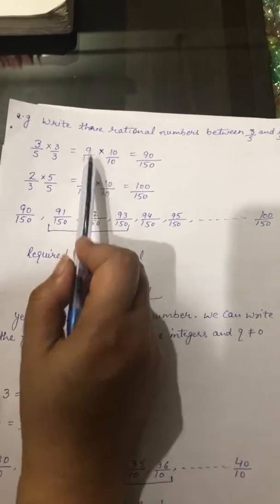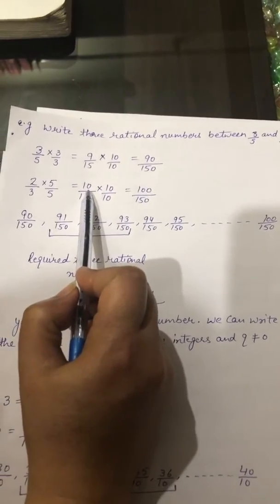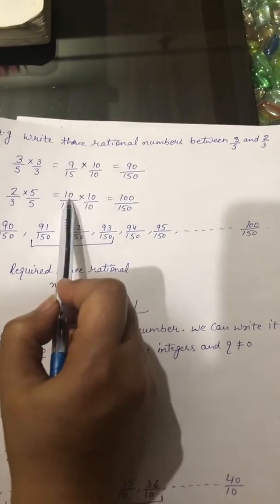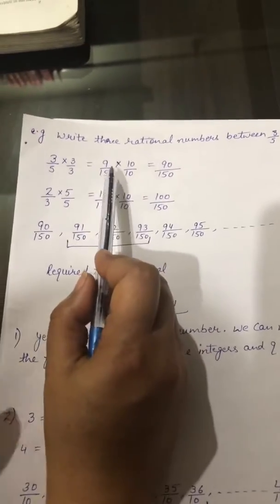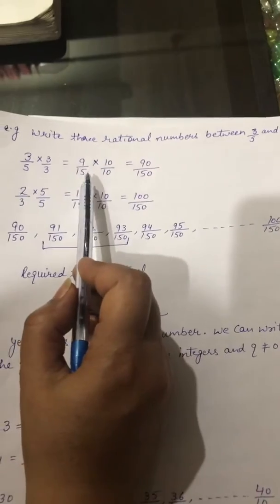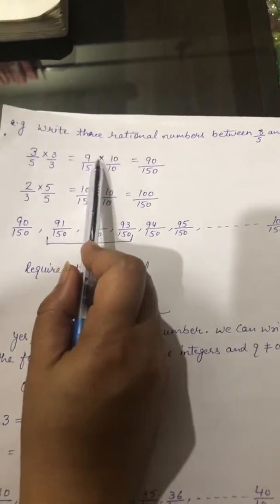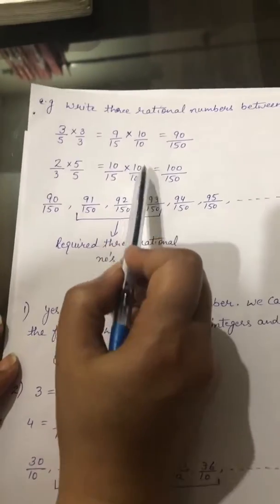Now you can see between 9 and 10 there is no number. No number lies between 9 and 10. So what we have to do is multiply by a bigger number. So we are multiplying by 10 by 10.